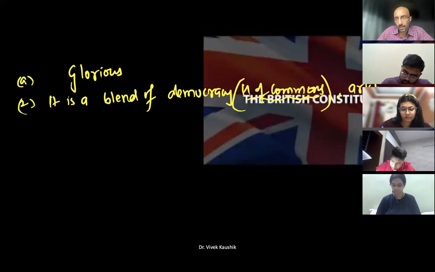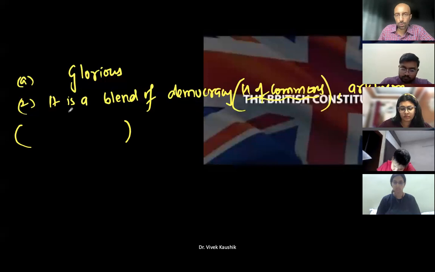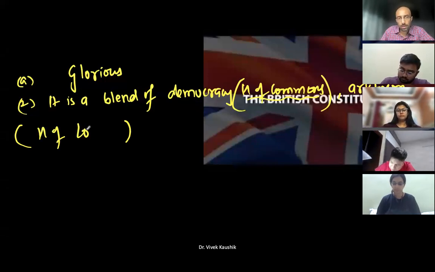Aristocracy, in bracket. So what is the symbol of aristocracy in Britain? The upper house, House of Lords. So looking at the House of Lords, you can tell that there is still aristocracy there.